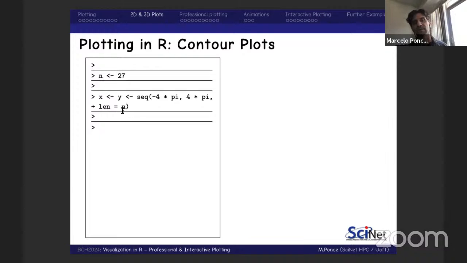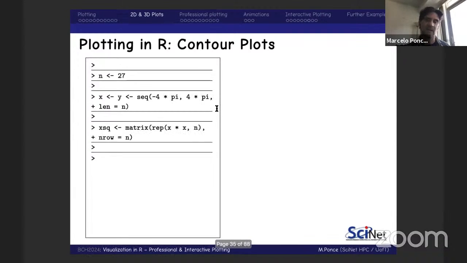And then we are going to define two sets of coordinates, x and y, going from minus 4 pi up to 4 pi, with as many points as 27 in this case, but it could be something arbitrary. Then we're going to take the quantity x to the power of 2, and we're going to take this as a matrix representation. So we're going to multiply x by x and take the matrix to have n rows.